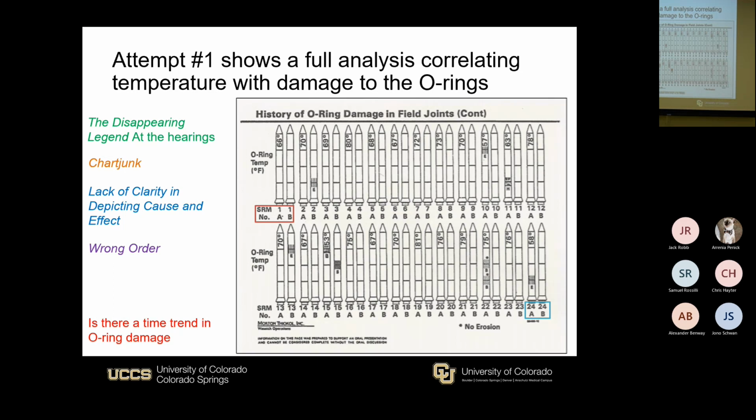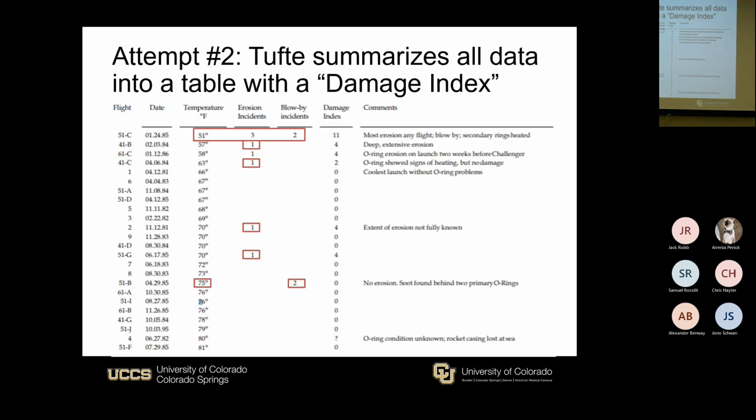Now, let's go and try to fix this. So, in the second attempt, Professor Tufte summarizes all the data into a table with a damage index. This data matrix shows the complete history of temperature and O-ring condition for all previous launches. Entries are ordered by the possible cause, which is temperature, from coolest to warmest launch.